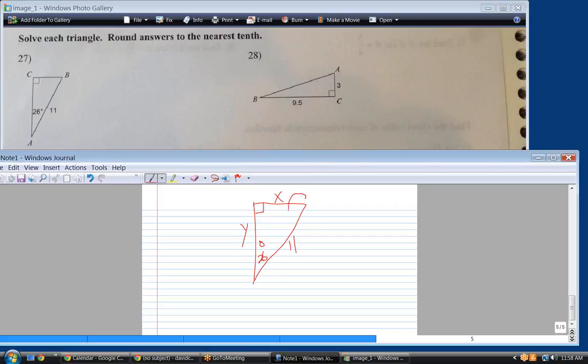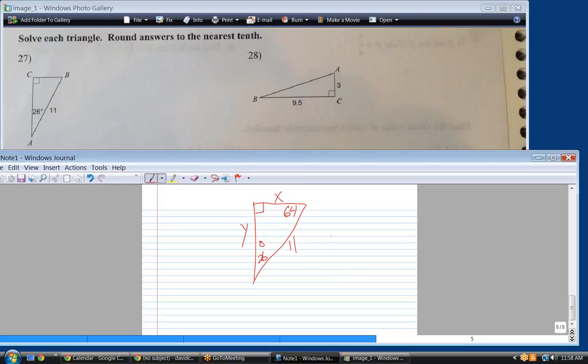So let's start with the easiest thing. What is this angle here? Is it 64? It's complementary to the other one. These two angles always add to 90. Now let's use some trig equations to solve for both x and y.